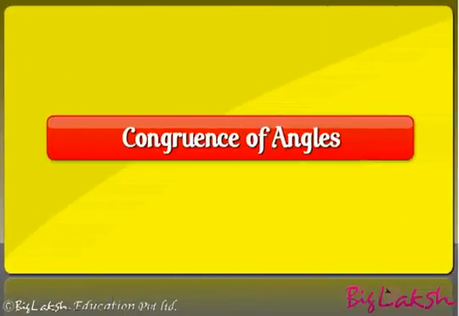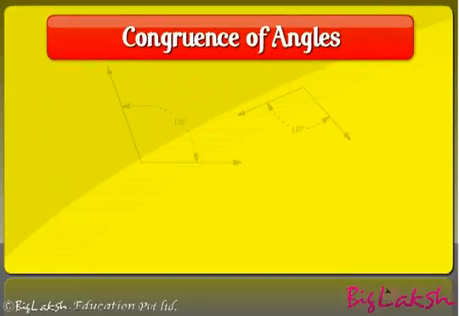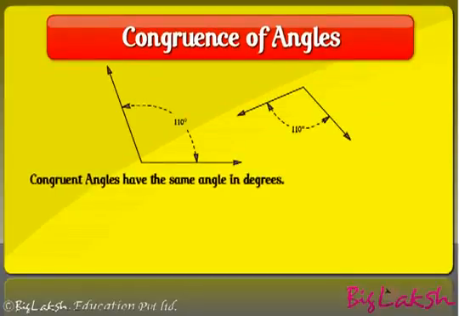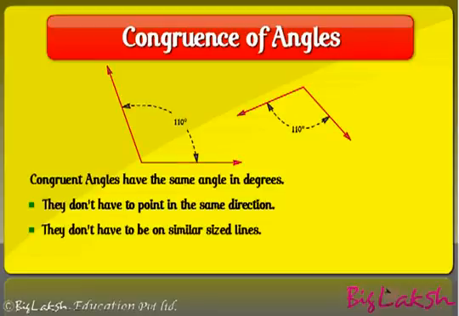Now let us discuss congruence of angles. Congruent angles have the same angle in degrees. They don't have to point in the same direction. They don't have to be on similar sized lines. Just the same angle.